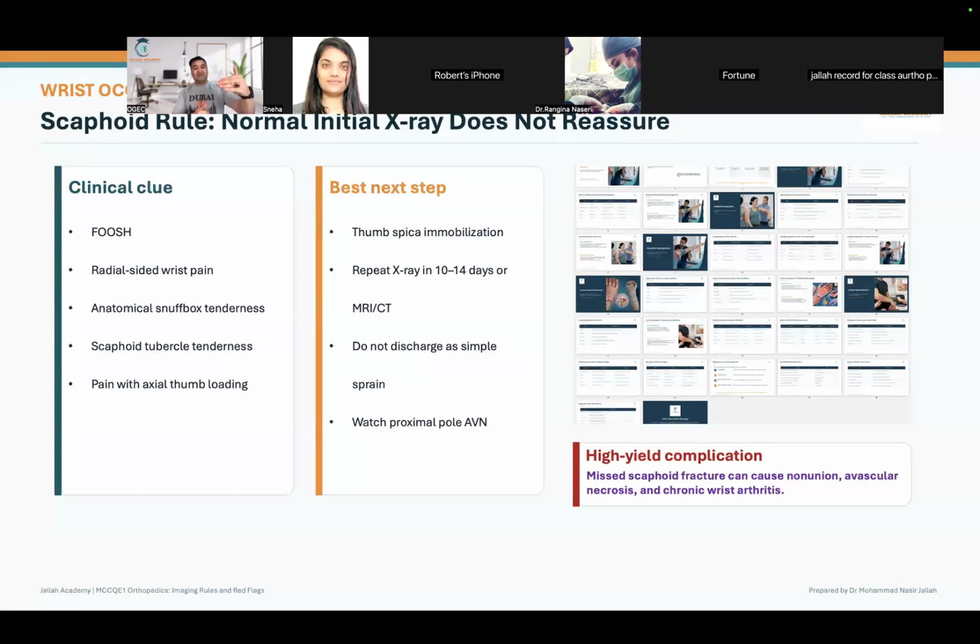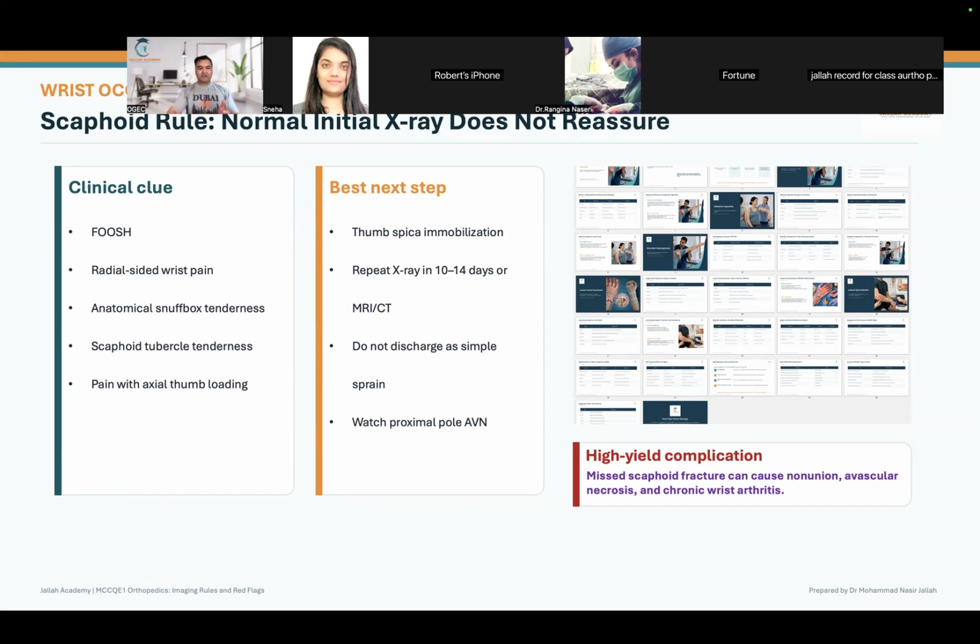In that case, if the patient is still not improving and you cannot see anything, and the pain is there and the functionality of the patient's hand is getting worse, then you can do an MRI or CT scan. But the first negative X-ray does not rule out the fracture, especially in a scaphoid. I don't know why they love to test you on this one.